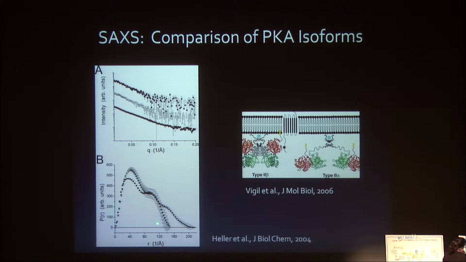And you can see that they have very different sizes and shapes, even though they have very similar molecular weights, very similar domain organizations. So this has been an ongoing project that's been very interesting. This is one of our first models where we took crystal structures that you've already seen in Susan's talk and compared the type 2b and 2a.